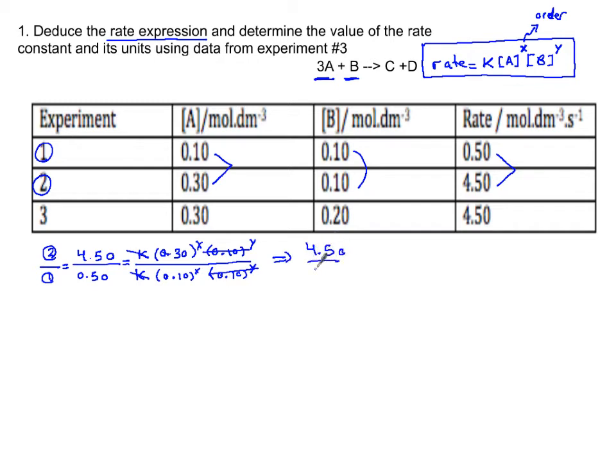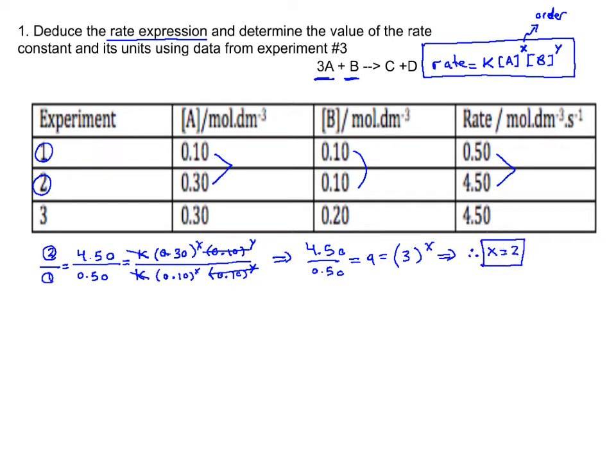4.50, my rate, divided by 0.50 is equal to 9. And 0.3 divided by 0.1 is equal to 3 raised to power x. So now you can guess what x is. It should be 2, or second, it should be squared. So x equals 2. That's the order of reaction with respect to A.